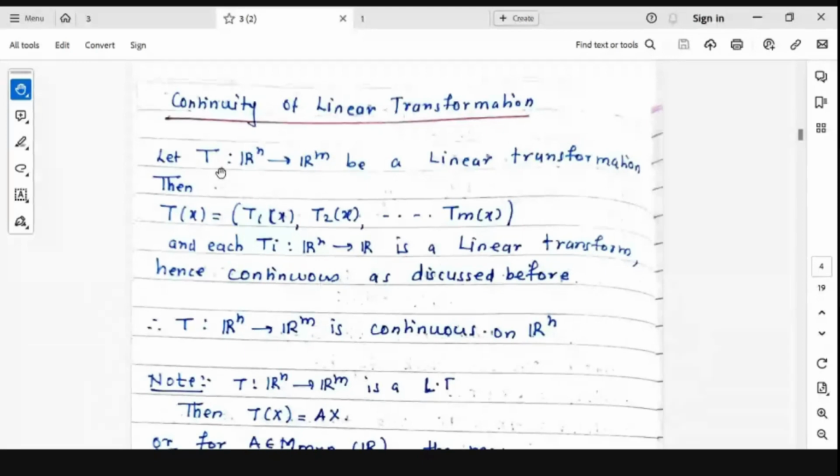So T is a linear transformation from Rn to Rm. Then T will be of the form, since it is a vector valued function, it will have the component functions T1, T2, up to Tm. Each linear transform, which is a scalar valued function, is continuous. So each Ti is a continuous function, leading to the capital T also being continuous. So every linear transformation is a continuous function.